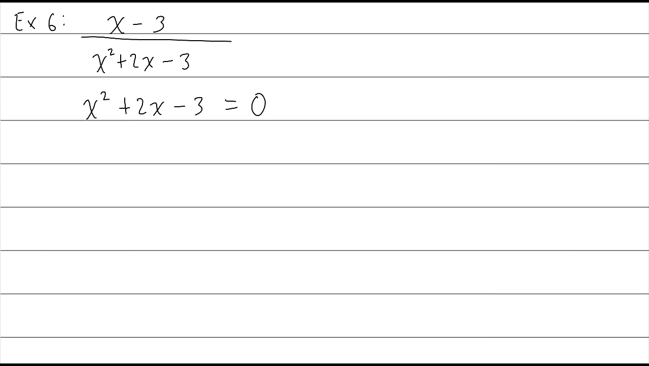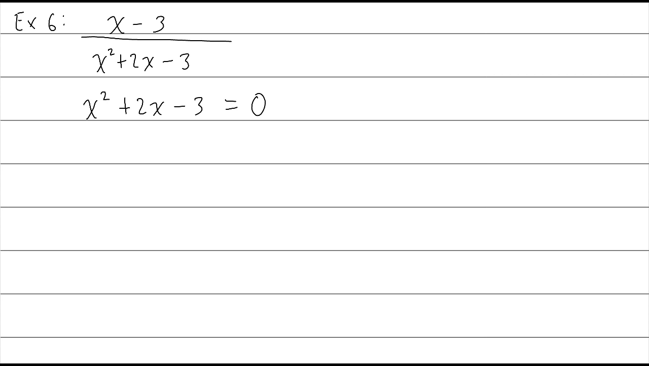Example 6. Here we have (x - 3) over x squared plus 2x minus 3. Again, the denominator is what I care about. The numerator is completely irrelevant. So I'm looking for the x values that would cause the denominator, x squared plus 2x minus 3, to equal 0. So I can solve this by factoring.